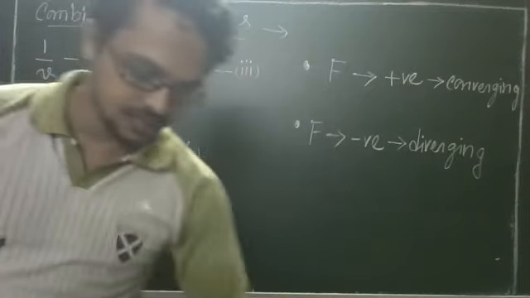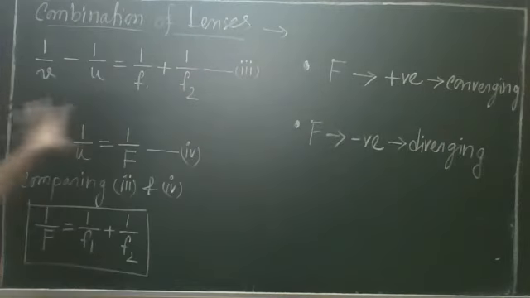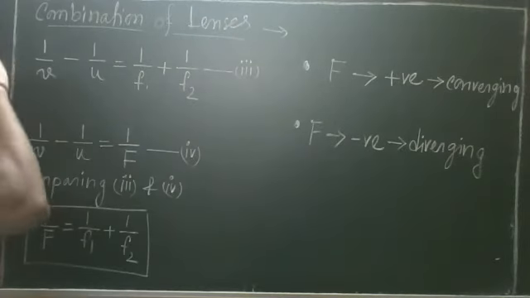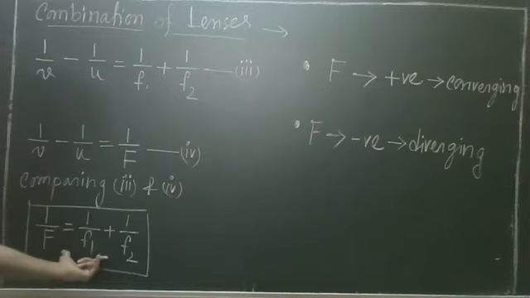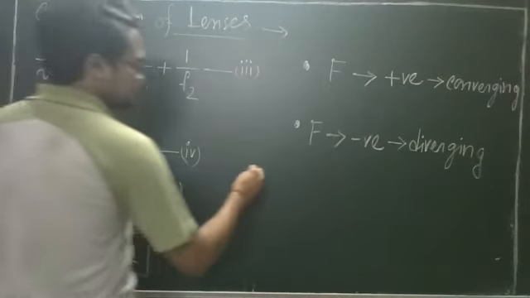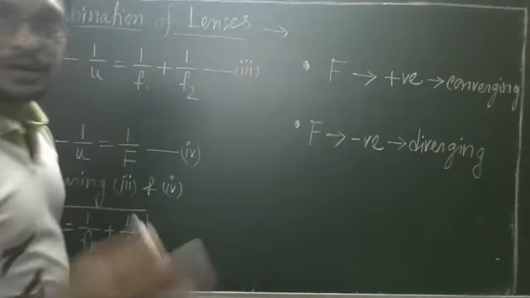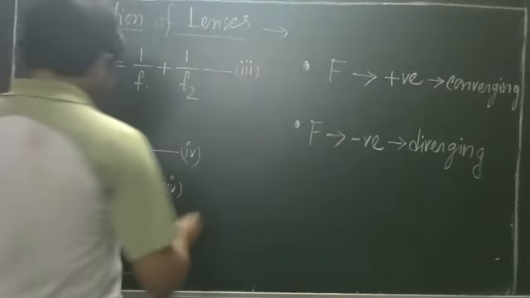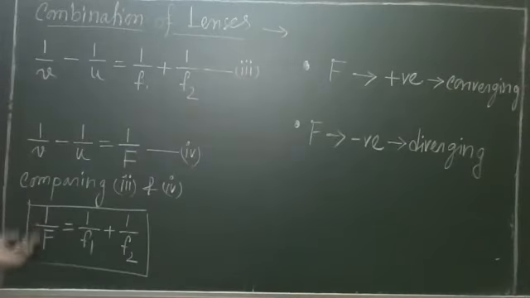Now I am giving one numerical. Our derivation part is finished. Now we will solve the numerical related to this formula. Here look, another important thing. Suppose you are asked to find the power of a combined lens. So power means this is the power for combined lens.